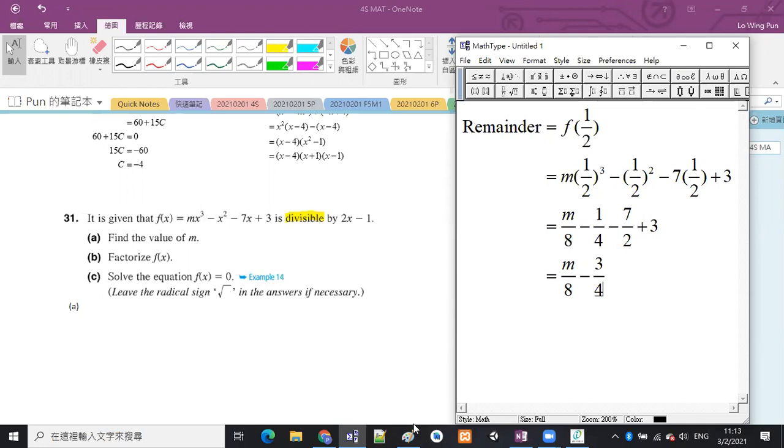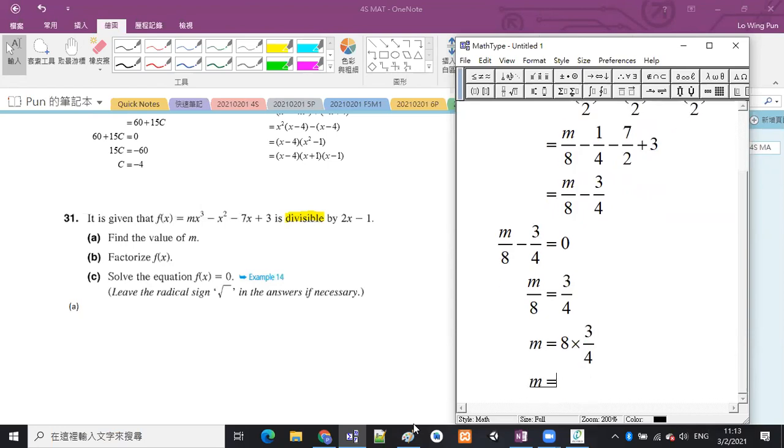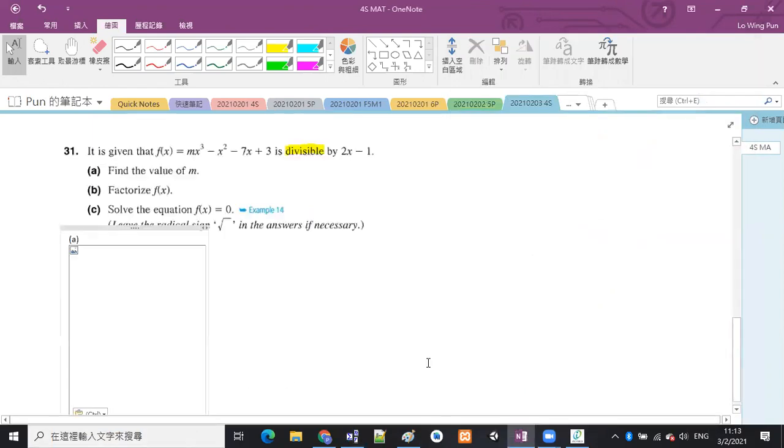Am I correct? Yes, should be correct. So this is my remainder, but the keyword is divisible. It means that the remainder should be equal to 0. So I need to put my remainder equal to 0. Okay, and then m/8 is equal to 3/4. Just multiply the 8 to the right-hand side, and then you get m equal to 6. That is the answer of part A.